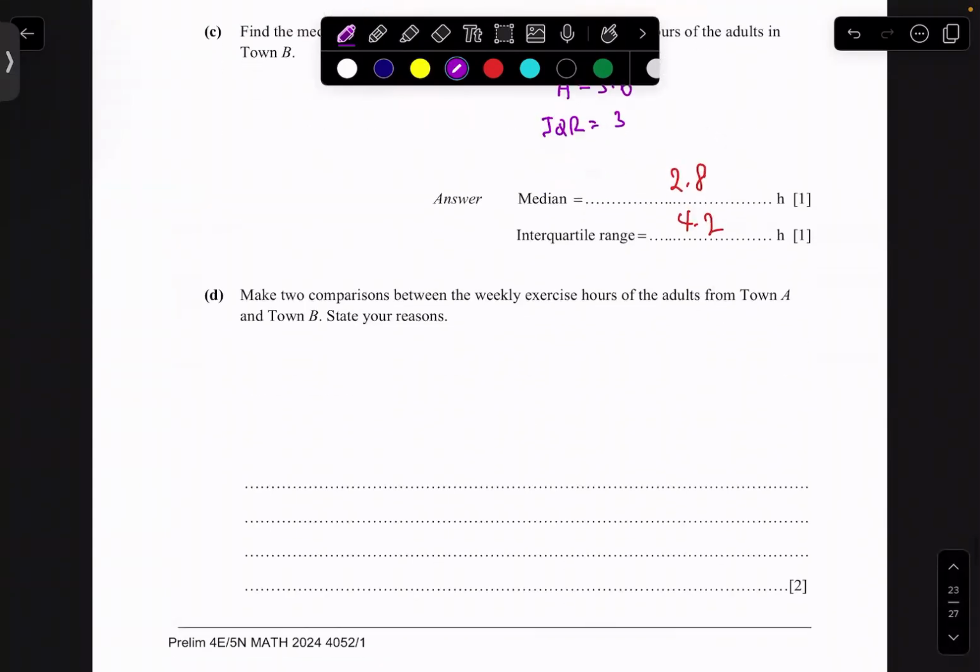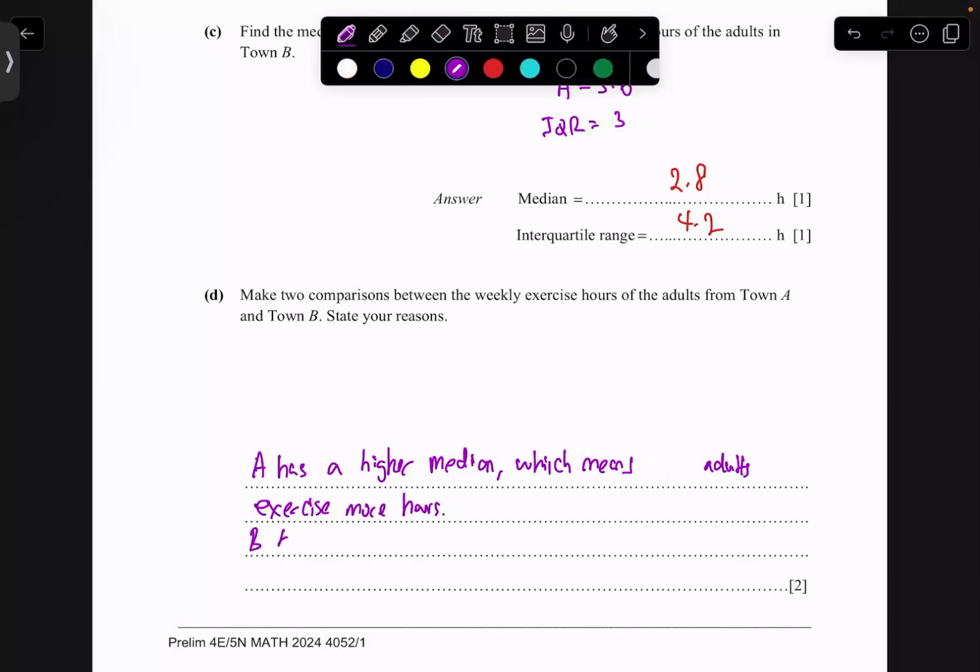So state the comparison on average. A has a higher median, which means adults exercise more hours. Then B has a higher interquartile range, which means adults in B are less consistent.